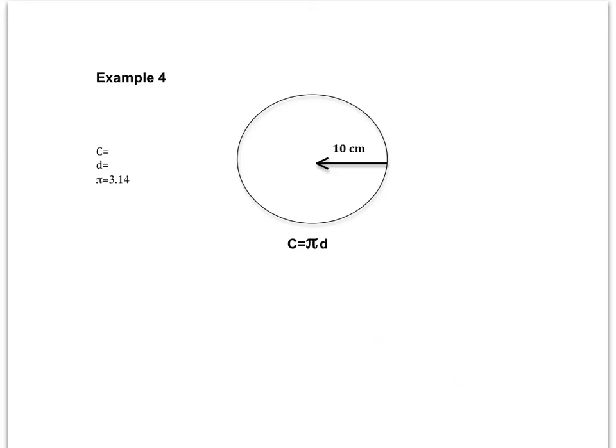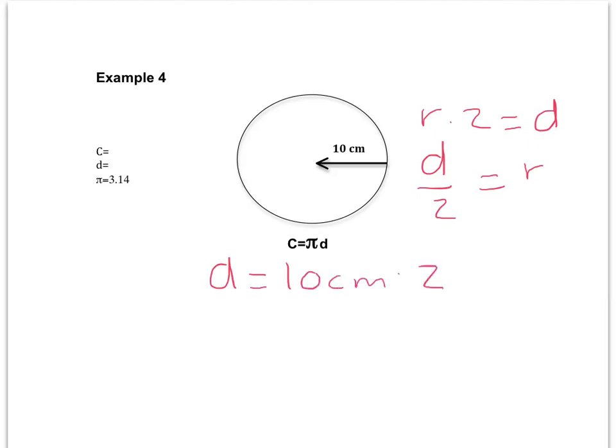Now that you've had some time to work through this example on your own, we're going to solve it together. So remember our rule about finding our diameter. So we go r times by 2 equals d, but we also know that if we needed to, we could find our radius if we divide our diameter by 2. So for this, our diameter is equal to 10 centimeters times by 2, which gives us a diameter equal to 20 centimeters.